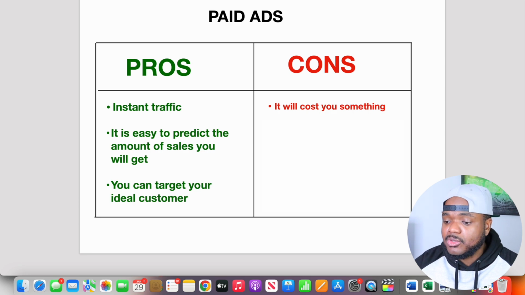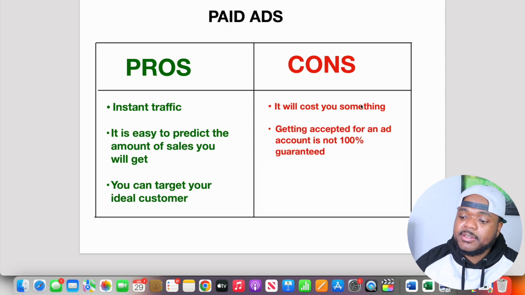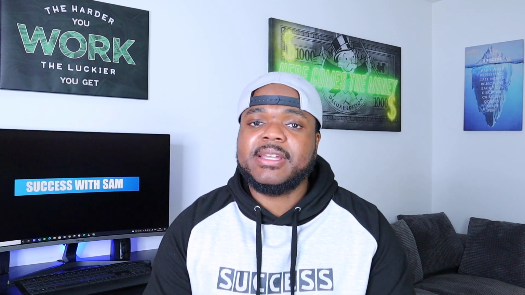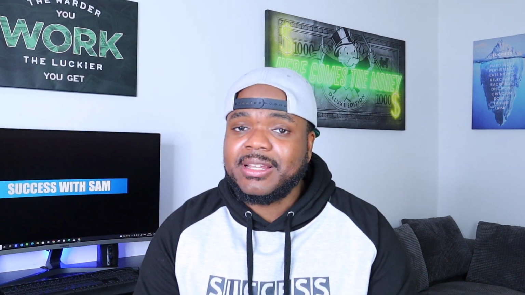And swiftly moving on to one of the second cons, which is that getting accepted for an ad account is not 100% guaranteed. So just because you want to start using paid ads and you want to sign up for, let's say, a Facebook ad account, Google ad account, wherever it is, you're not going to automatically get accepted. Sometimes for no reason they decline your application, sometimes they accept it, but of course you do need to make sure that you're doing everything right when it comes to building your website in the first place to increase your chances of being accepted.